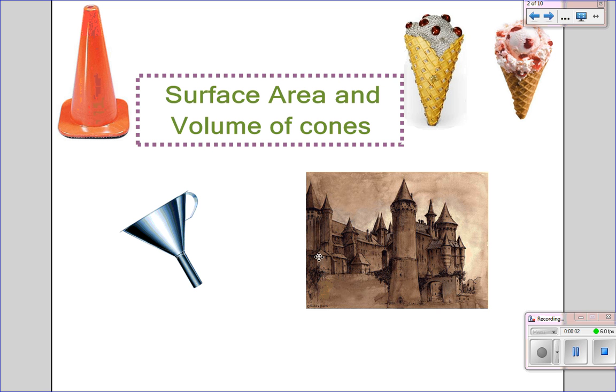In this video, we'll be looking at the surface area and volume of cones. Now, some cones you've seen before are part of a funnel, the little orange cones you see that tell you not to go certain places, and ice cream cones. These are all examples of cones you've seen before.